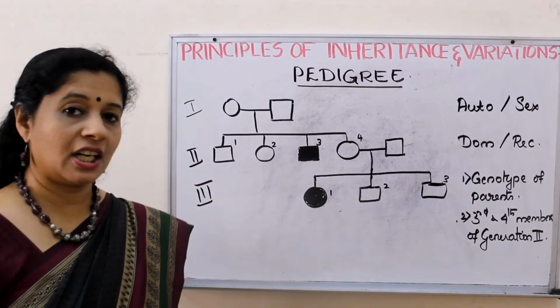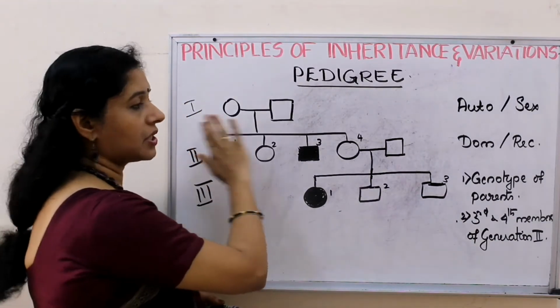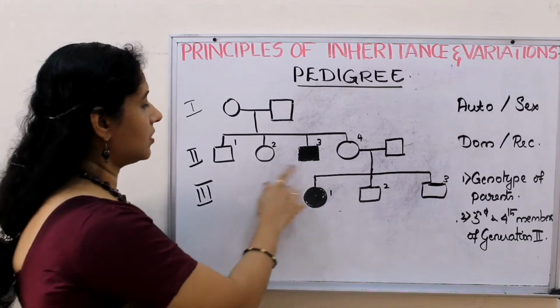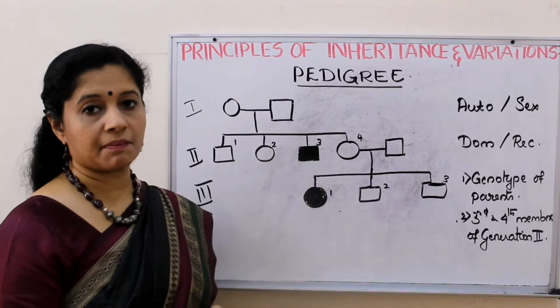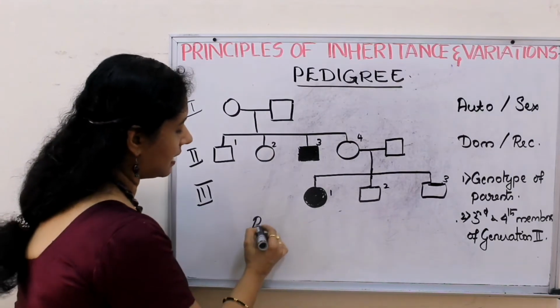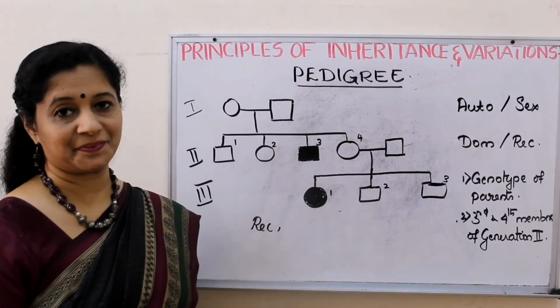So from this pedigree, first we have to recognize whether it is a dominant trait or a recessive trait. So let us first look at the clue. First generation, parents are unaffected. Second generation, there is an individual affected. Third individual affected. But one generation is skipped. So what is the chance? It is a recessive disorder.